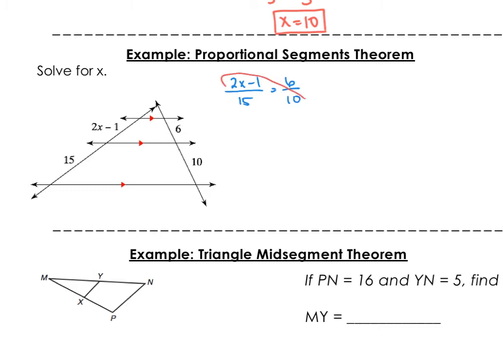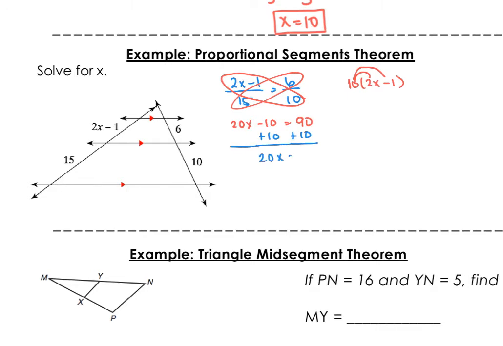Okay, now we cross multiply. So just like the previous one, we're really distributing 10 to 2x minus 1. So 10 times 2x is 20x, and 10 times negative 1 is negative 10, and then 6 times 15, which is 90. And now we can finish solving. So add 10. So 20x equals 100, and divide by 20. So x is equal to 5.